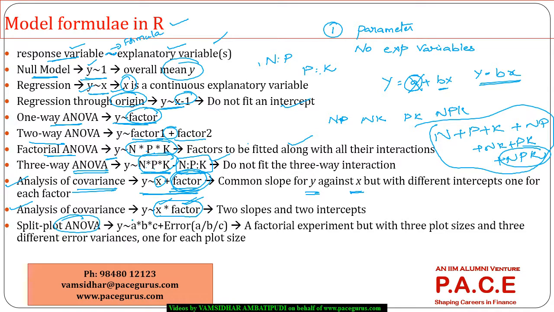Then we also have a split plot ANOVA, where we are taking a factorial ANOVA. We are looking at the relationship between y, the response variable, and A, B, C, the factor variables along with their interactions, but along with that we are also giving an error term. We are giving three different conditional error variances, which we would represent as A conditional on B, conditional on C. It's a factorial experiment because we have given A star B star C, but we are getting three different plot sizes and three different error variances here. So for each different plot size, a different error variance is considered.